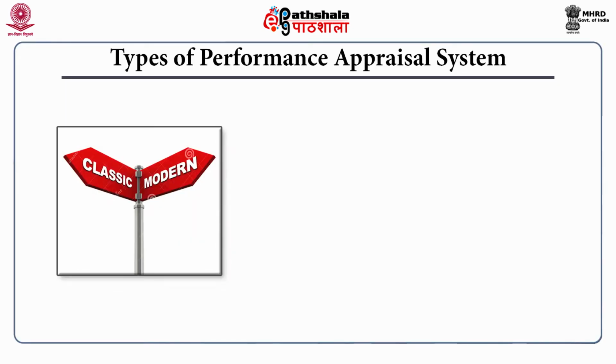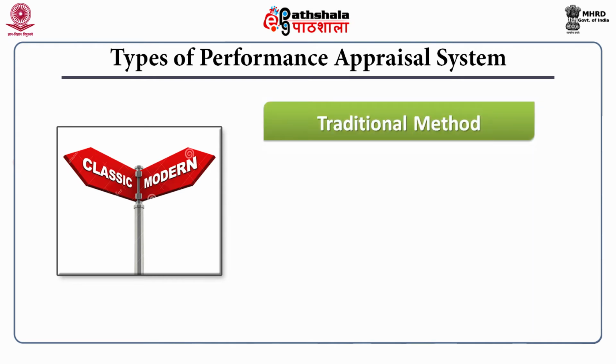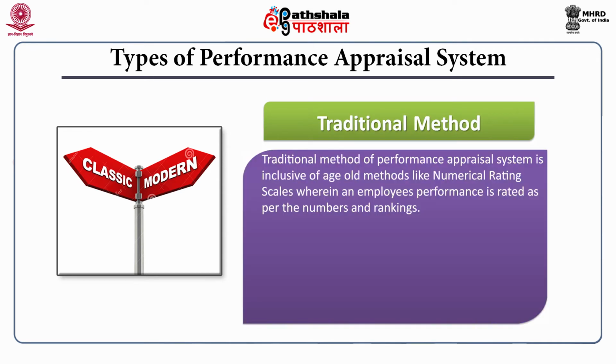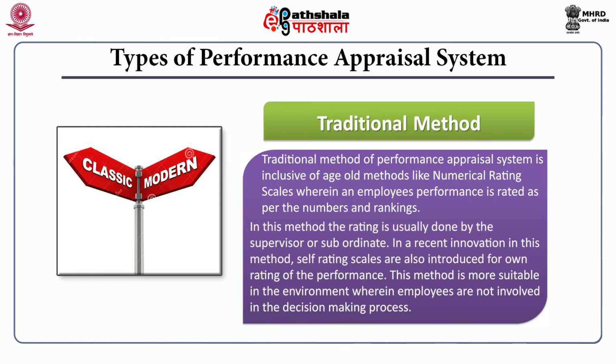Types of performance appraisal system. First is the traditional method. The traditional method of performance appraisal system is inclusive of the age-old methods like numerical rating scales, wherein an employee's performance is rated as per the number and ranking. In this method, the rating is usually done by the supervisor or subordinate. In the recent innovation in this method, self-rating scales are also introduced for own rating of the performance. This method is more suitable in the environment where employees are not involved in the decision-making process.